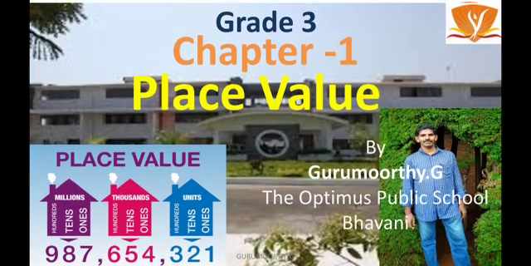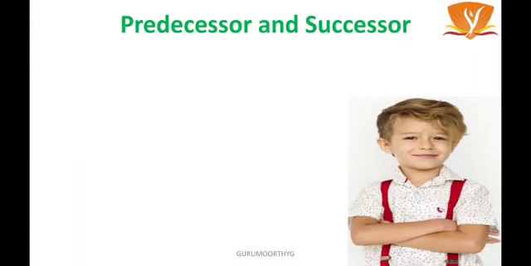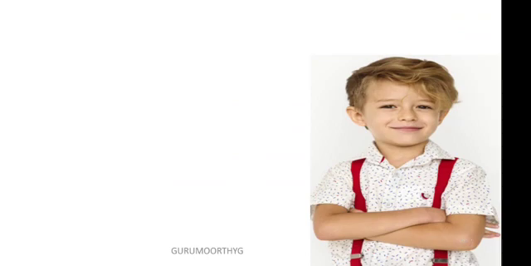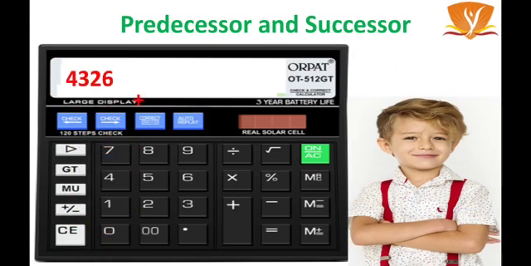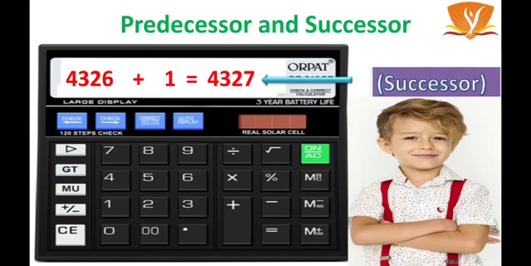Rohit is playing with the calculator. He has typed 4326 on it. What would Rohit get if he adds 1 to 4326? Yes, 4326 plus 1 equals 4327. 4327 comes just after 4326. So, 4327 is the successor of 4326.